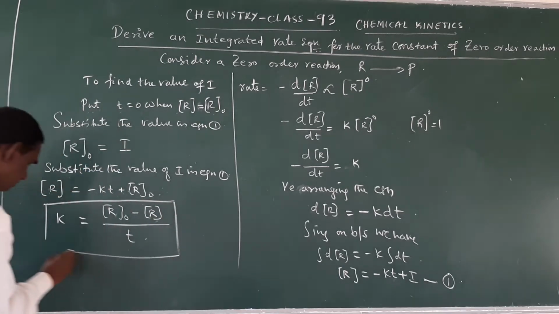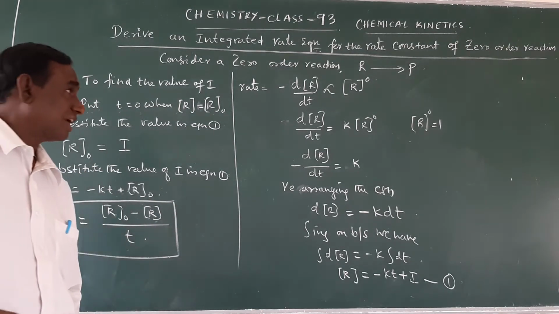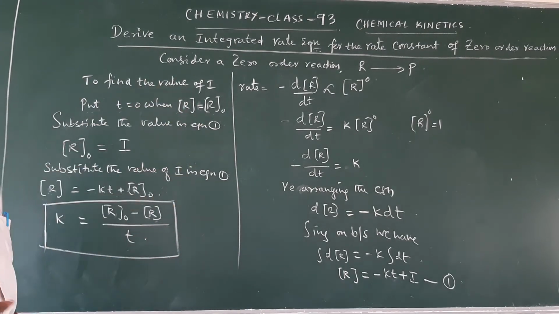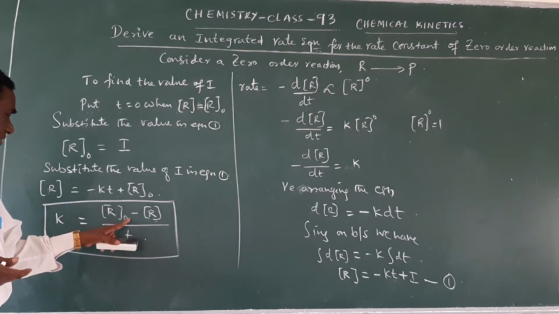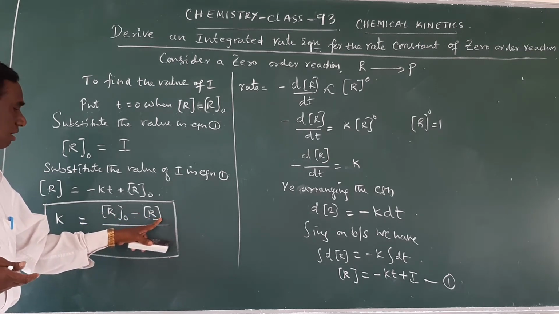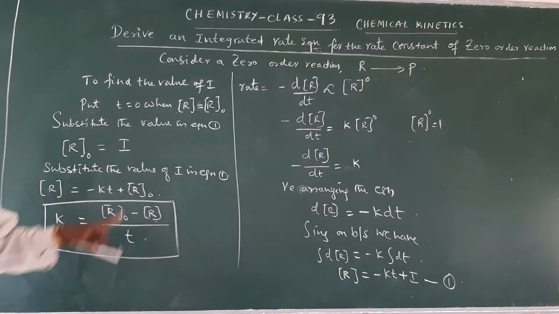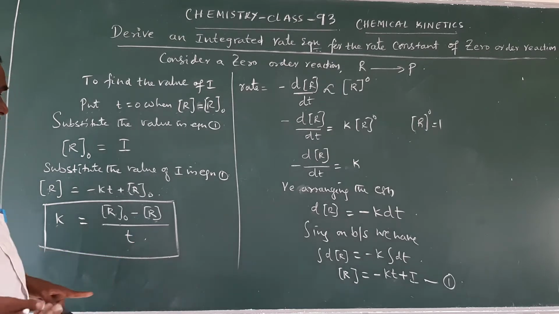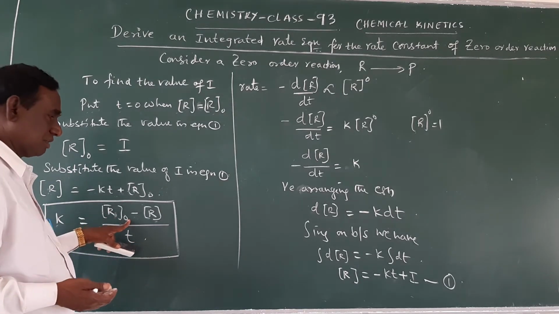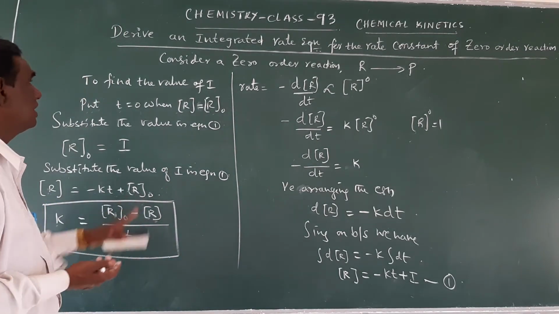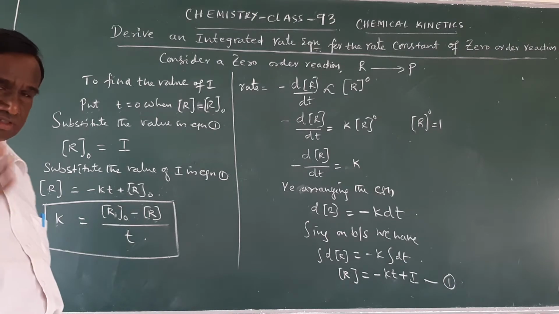So this is the integrated rate constant equation for the zero order reaction. That is, k is equal to the initial concentration of the reactant, R naught, minus the concentration of the reactant after time t, R, divided by t. Here k is called the integrated rate constant, t is the interval of time, R naught is the initial concentration of the reactant, and R is the concentration of the reactant after time t. So this is the integrated rate equation for the rate constant of a zero order reaction.